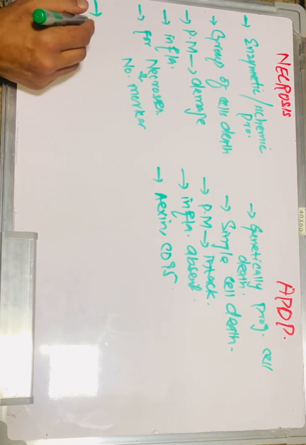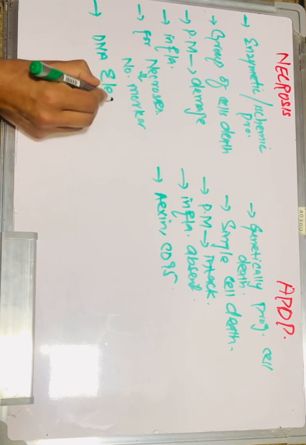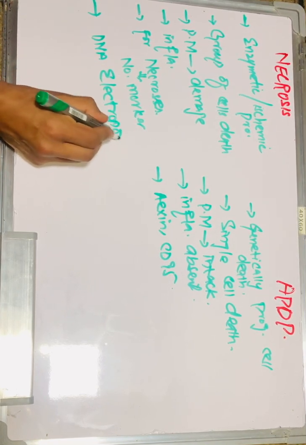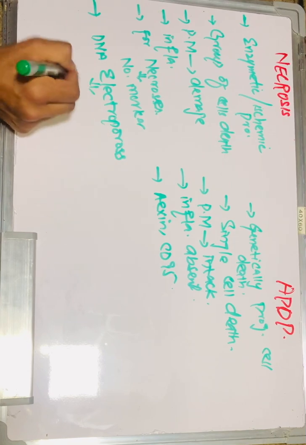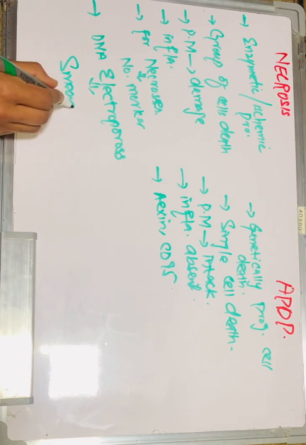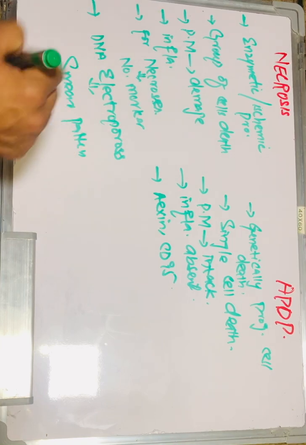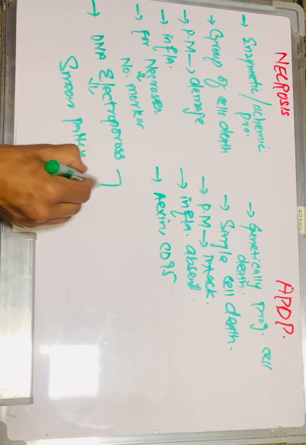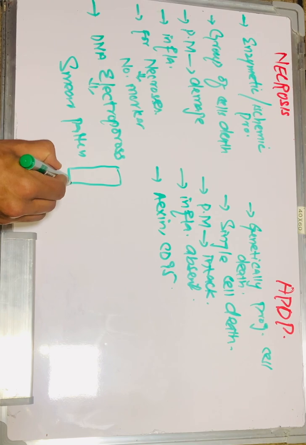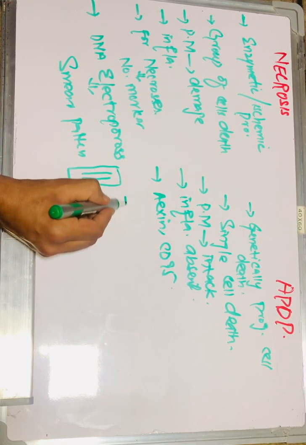In DNA electrophoresis, how does a necrotic cell look? It shows a smear pattern. How does a smear pattern look? Suppose this is it, it will look like this. This is a smear pattern.